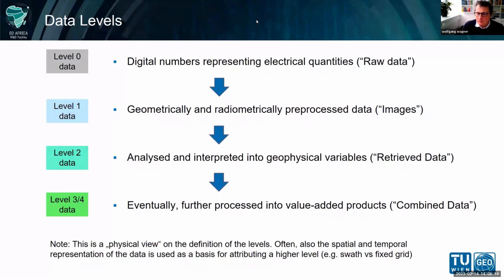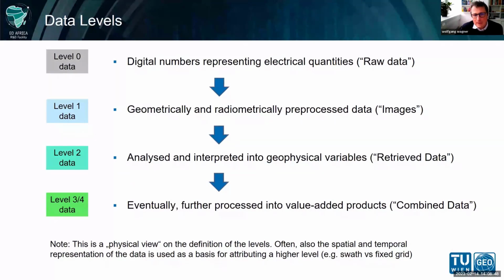When you approach the topic, if you want to work on those things, you need to first answer the question at which data level you want to work. Here on this slide, you see the different data levels we have in Earth observation. We call them level 0, level 1, level 2, level 3, and higher. And the level 0 data are typically what we refer to as raw data. So these are basically digital numbers representing electrical quantities as recorded by the Earth observation sensors.